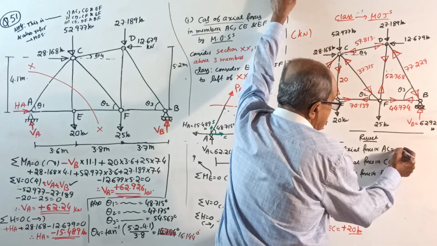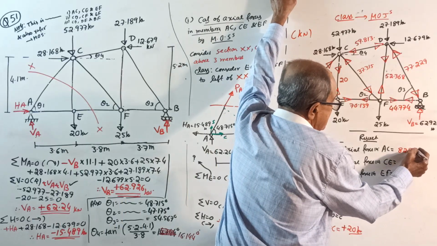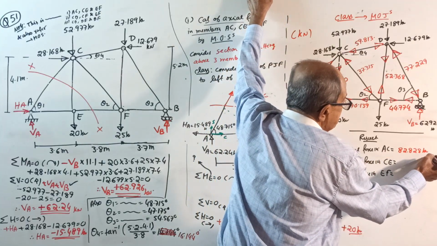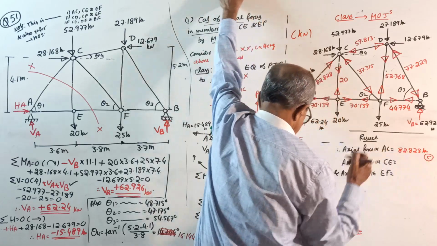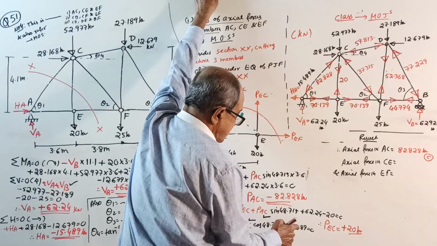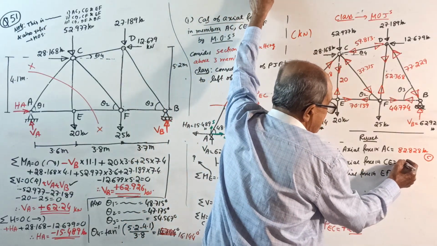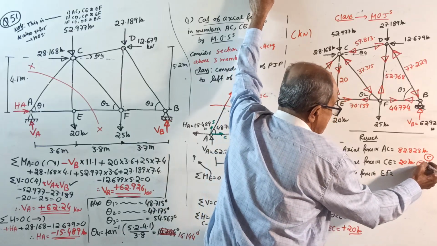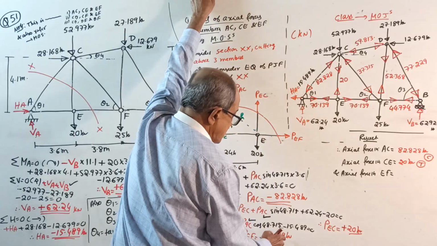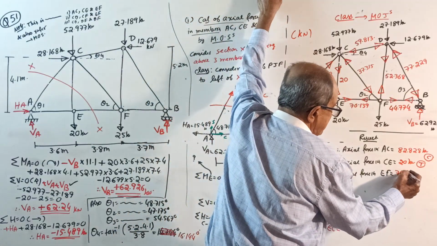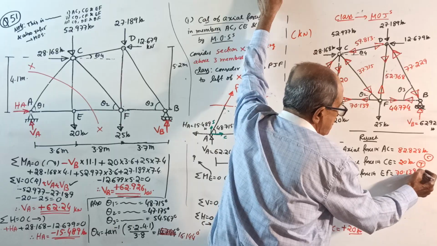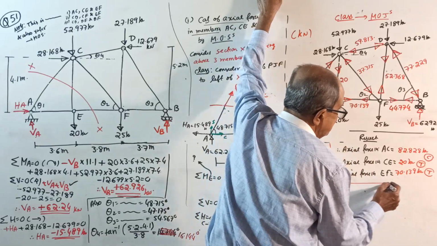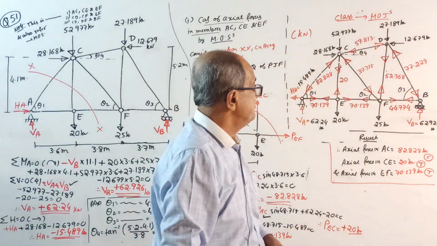Okay, AC is 82.828 kilonewton. See, the nature negative came, so compression. Next one, CE is 20 kilonewton. 20 kilonewton plus came, so tension. Lastly, that is 70.139 kilonewton, plus came, tension is the answer. This is the final answer for this one. Okay, now check the answer.